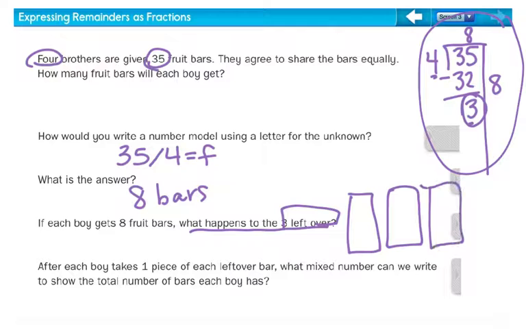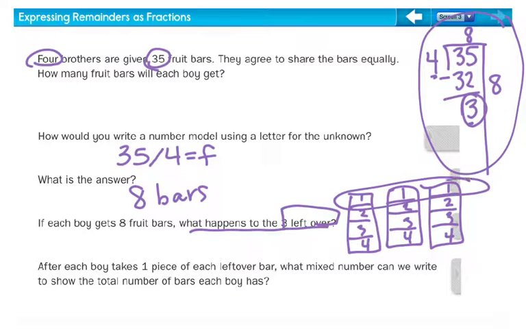So let me just draw a picture. And since there's 4 brothers, I would go ahead and divide each one into fourths. Brother 1, 2, 3, 4, 1, 2, 3, 4, 1, 2, 3, 4. So each brother gets 8 bars, and brother number 1 gets 3/4 of the remaining bars. Brother 2, he also gets 8 and 3/4.